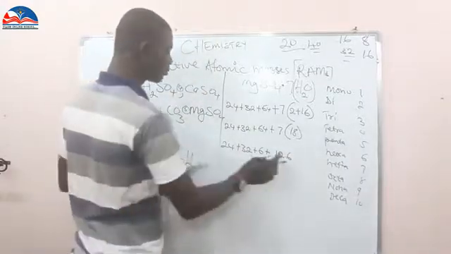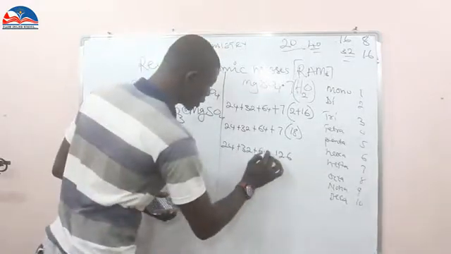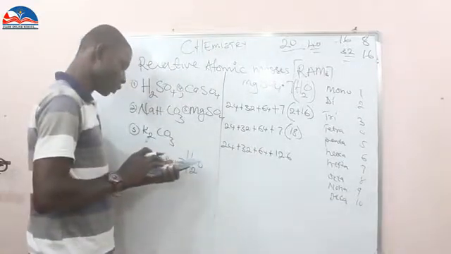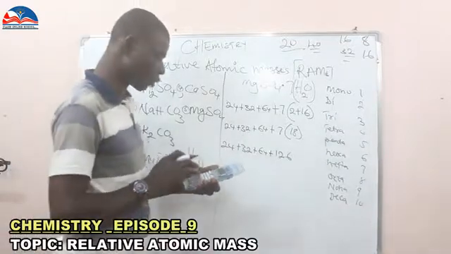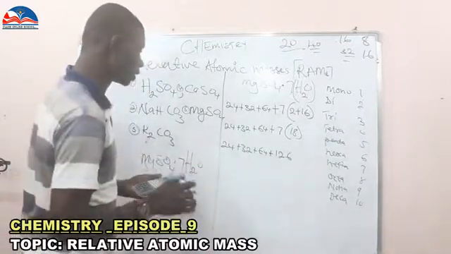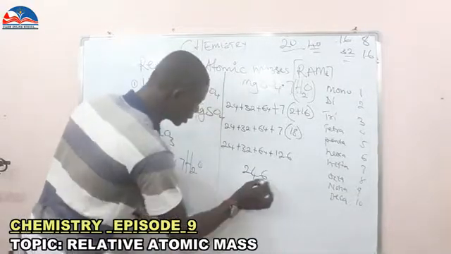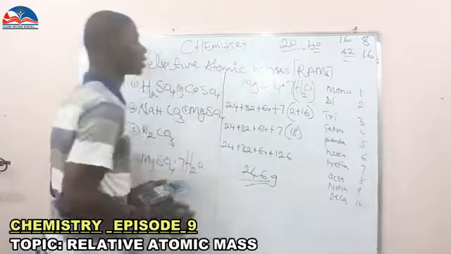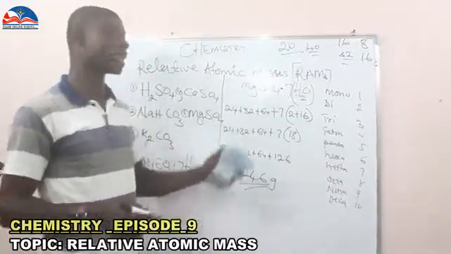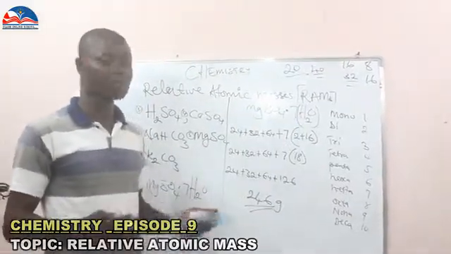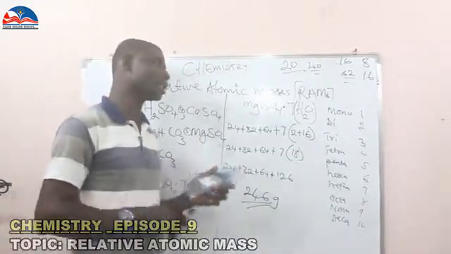Now 126 plus 64 plus 64 plus 64 plus 32 plus 24. The total will be 246, and 246 gram. That is what we call the relative atomic mass. So you can see that this one is different. It's quite different. Why? Because of the penta, or the pentahydrate, that is attached.